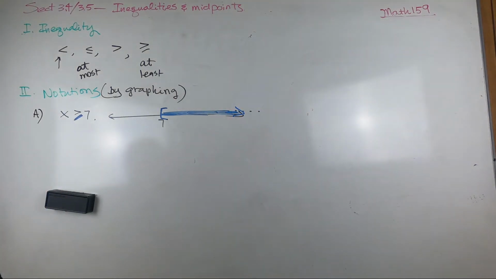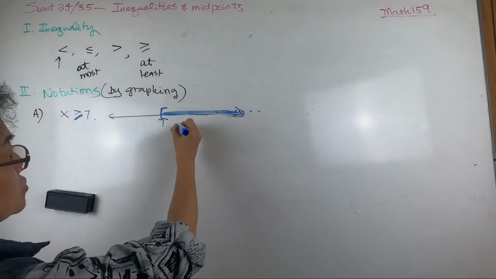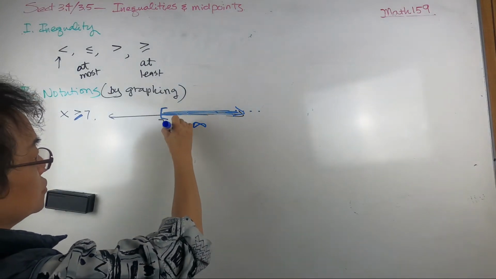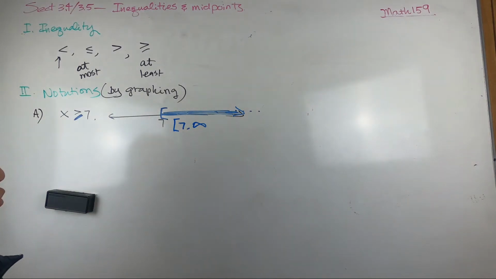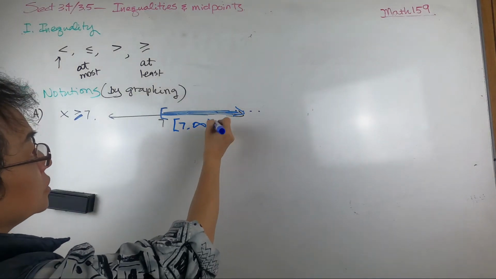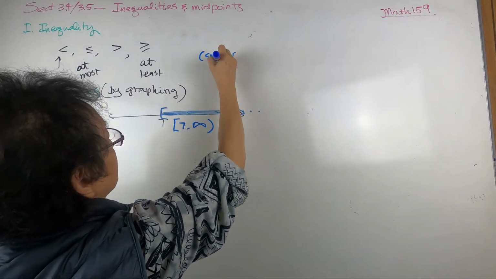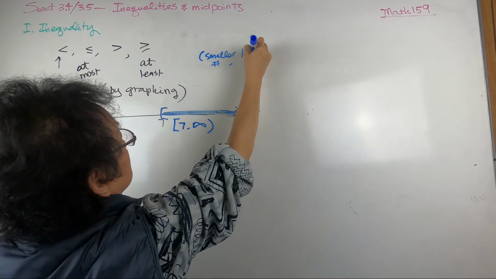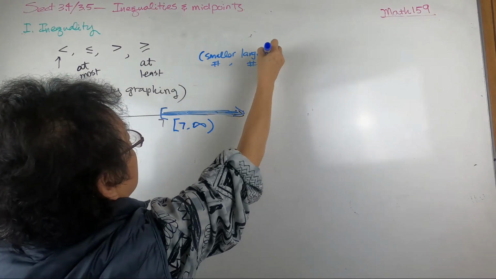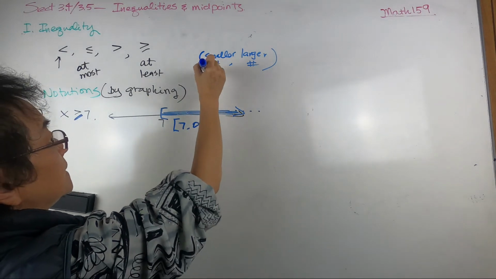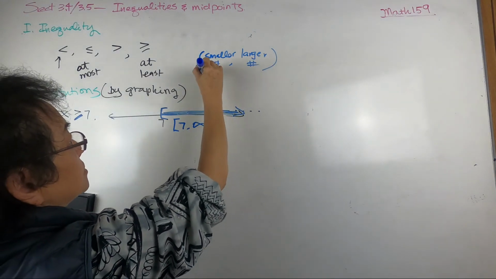But if you write it in notation, we call it interval notation, and you need to do it this way: from 7 to infinity. You use a bracket, meaning inclusive. You always write the smaller number on the left-hand side, then the larger number on the right-hand side. Then you will have a parenthesis or a bracket.